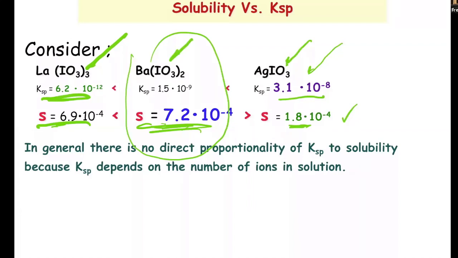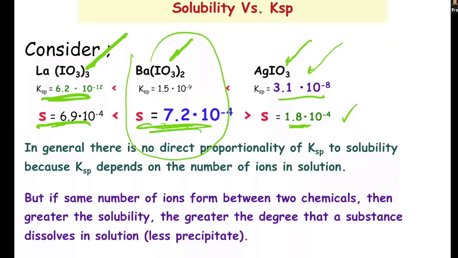Now, if all of these were the same, if it gave you the same number of ions when you put it in solution, just look at the KSP, because the math is going to be the same for all. The fact that you have a different number of ions for each one means you actually have to work out the problem. Okay, so if the same number of ions form between two chemicals, then the greater the solubility, the greater the degree of a substance dissolved in solution.